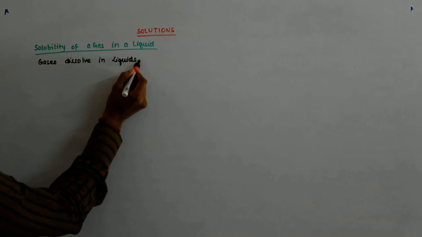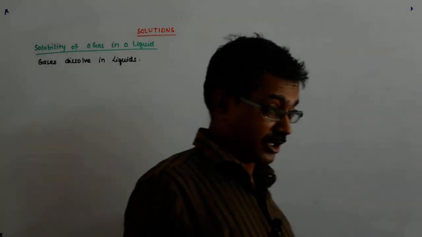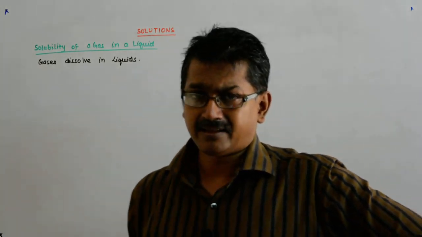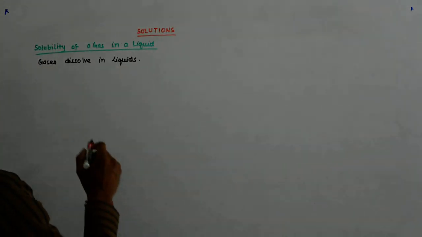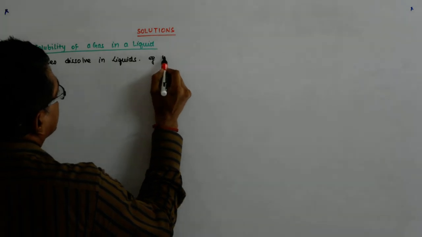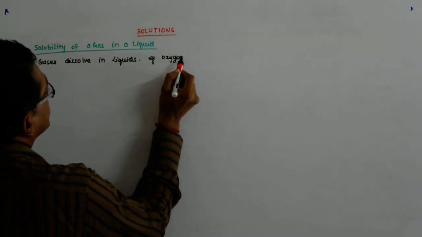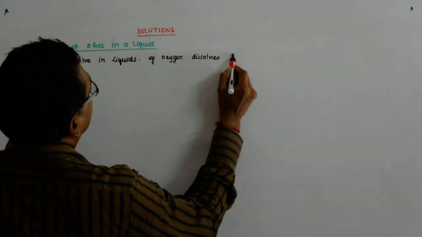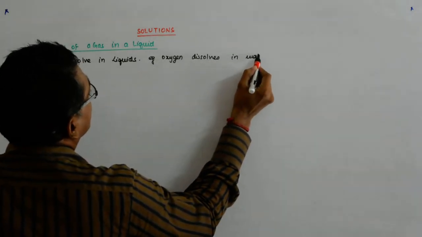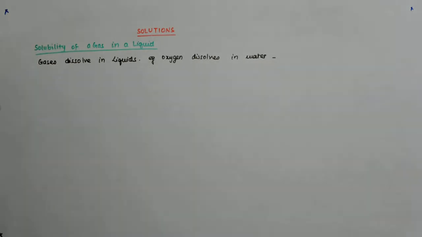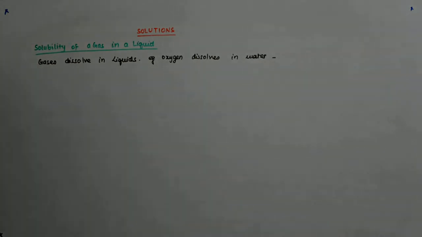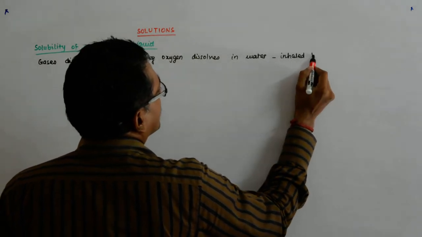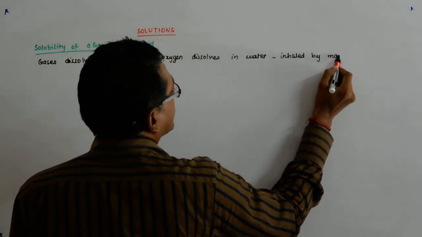Now, how do I know that? Because if that was not possible, then all the marine life would have been defunct, right? It would have died. Why? Because oxygen dissolves in water, and that's what they inhale. Okay. So it is inhaled by marine animals.